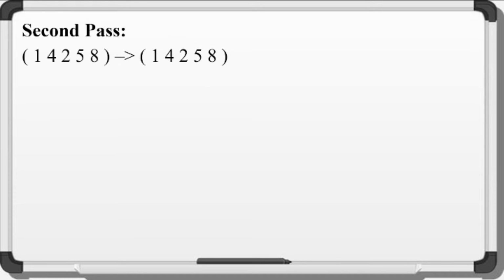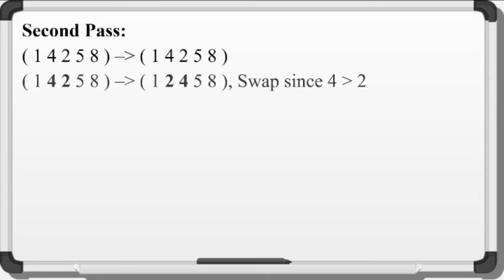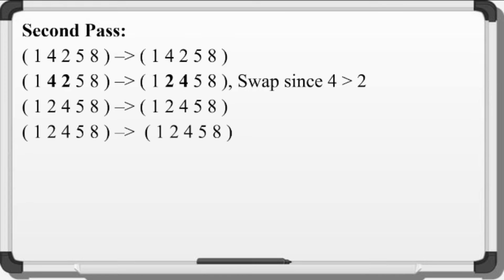swap them. In the second pass, 14258 becomes 12458. Swap since 4 is greater than 2. As you can notice, in the second pass, only one exchange has been done.